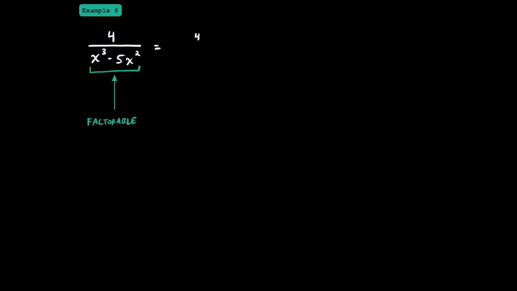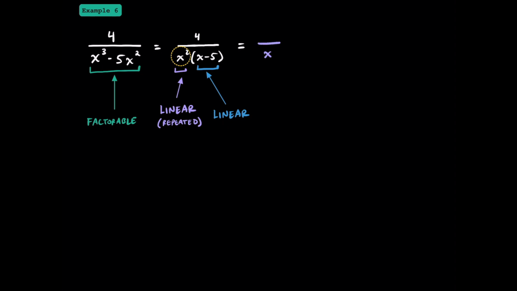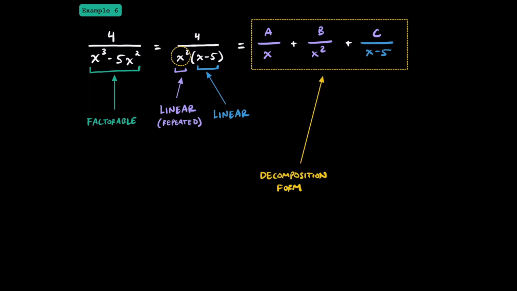Factoring the denominator, we're going to get 4 over x squared times the quantity of x minus 5. While each of our factors in the denominator are linear, keep in mind that our factor of x is repeated. From this, we know we're going to have one denominator of x, another denominator of x squared, and our third denominator is going to be x minus 5. Since all our denominators are linear, we can just put A, B, and C on top. This is our decomposition form.